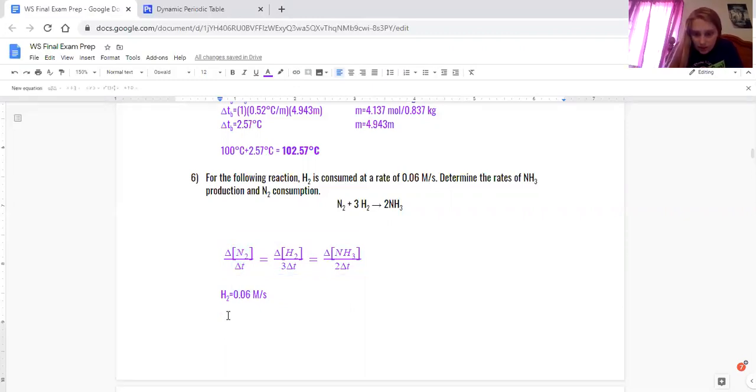So we're going to see that the change in concentration of N, which I'm just going to simplify, is going to be equal to the change in concentration of H2, so our 0.06 molar per second, divided by this 3 here, divided by that coefficient, divided by 3. And so if you solve that out, you get a third of that, so it's going to be 0.02 molars per second. And that's going to be the rate of consumption for N2 here.